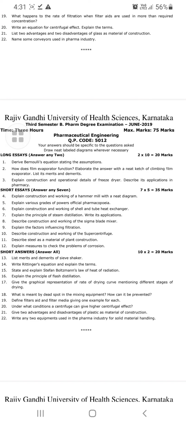Next, construction and operational details of the freeze dryer. Here you have to write what a freeze dryer is, then go for working, construction, principle, advantages, and disadvantages. This is enough. And mechanism of action means construction; working is known as the mechanism of action.